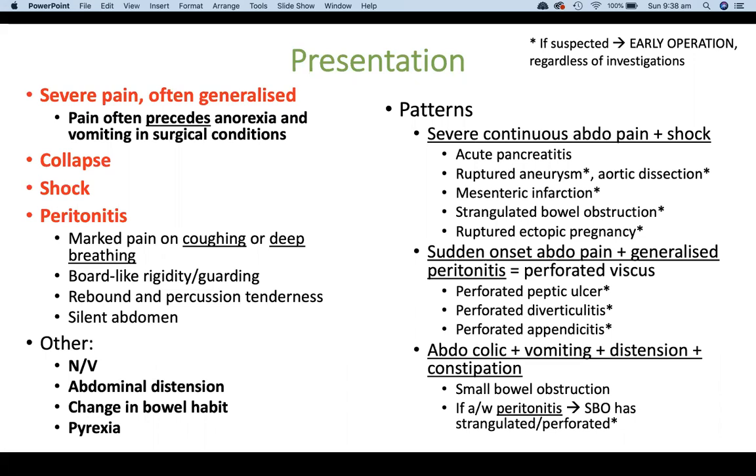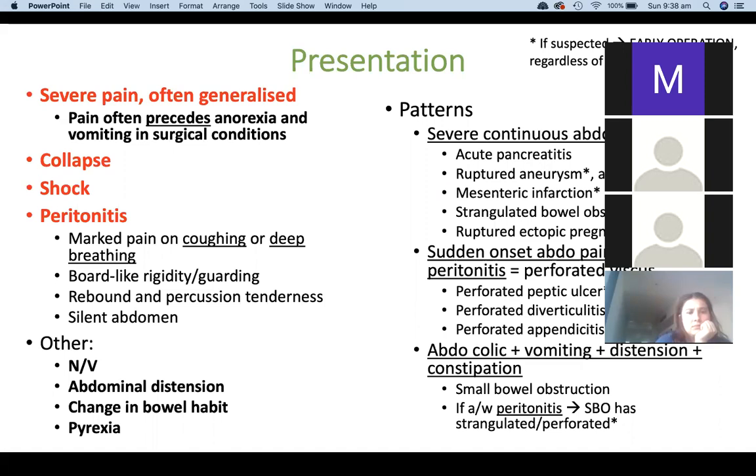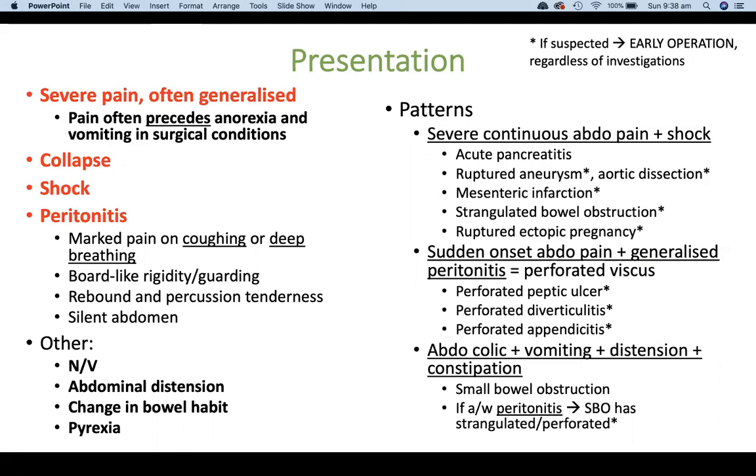There's three patterns here, and they're important because they can come up in your EMQs, and to have this sort of approach, these are the most common differentials you're going to get for these patterns. So if you get severe continuous pain with shock, then you want to be thinking about these ones. Ones that are commonly missed are the non-GI ones, like an aneurysm, dissection, and ectopic pregnancy. If you get sudden onset with peritonitis, then that's a ruptured or perforated viscus, and these are the three most common things that perforate: peptic ulcer, diverticulitis, appendicitis. And if you get constipation with vomiting and colic, that's probably an SBO, which is not an emergency, but if it becomes peritonitic, that becomes an emergency because it means that it's strangulated or it's perforated. So keep that in mind, especially for the EMQs.